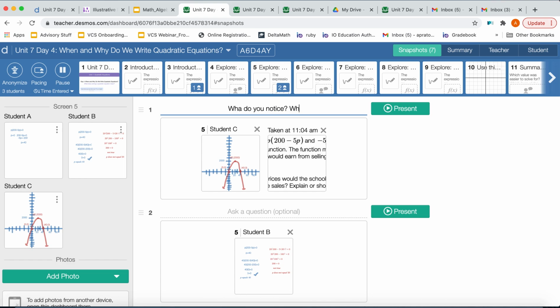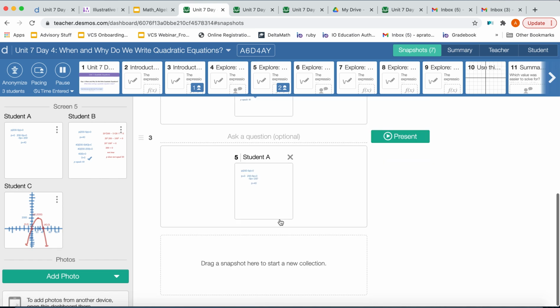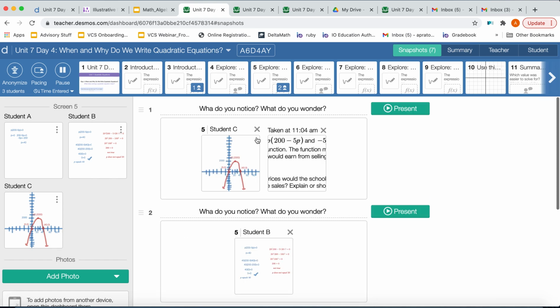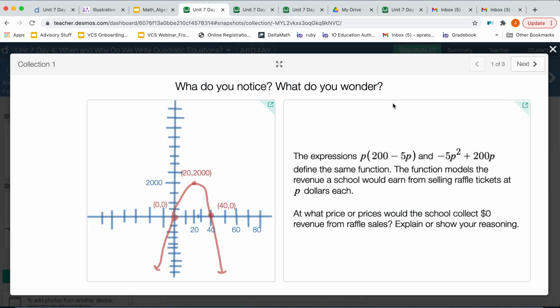What do you wonder? Sorry. Right? And so asking students what do you notice, what do you wonder is just going to prompt a conversation. Okay. And so we would bring students back together. We would then present and share our screen and give students a chance to discuss the different strategies that came about. And when you ask what do you notice and what do you wonder, you really might get a lot of the information you're looking for drawn from students.